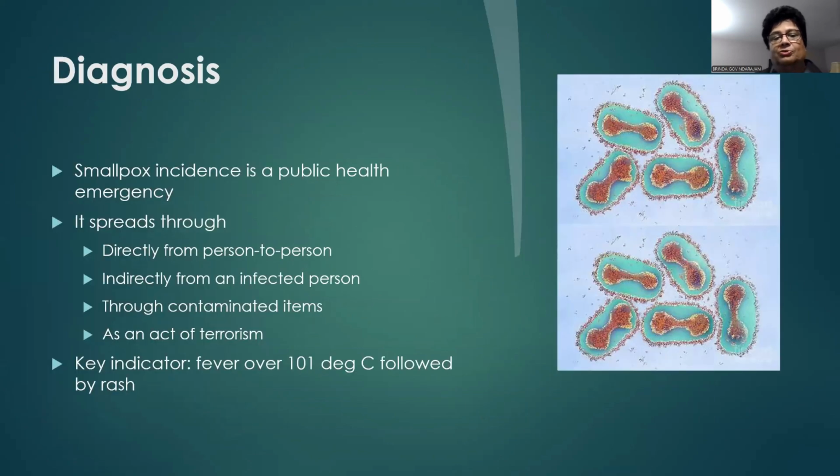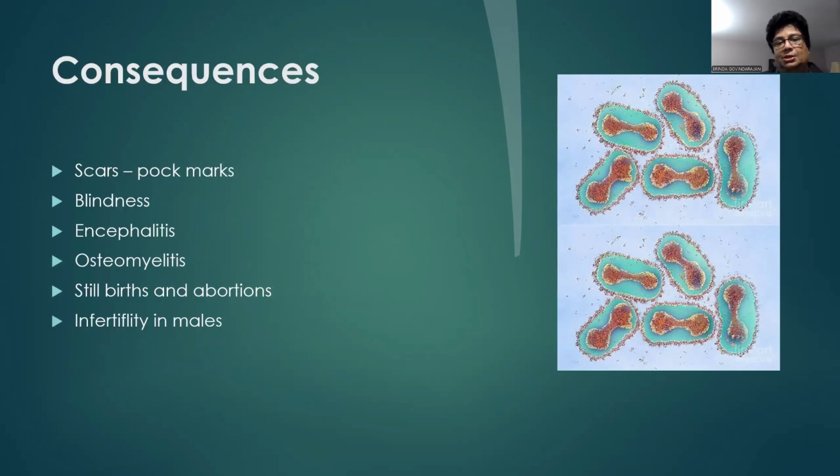Smallpox is a public health emergency. It spreads directly from person to person, indirectly from an infected person, and through contaminated items. It can also be spread as an act of terrorism, and the virus is used as a bioterrorist agent. The key indicator for the virus is fever, high fever followed by rash.